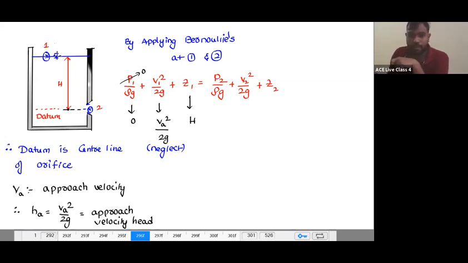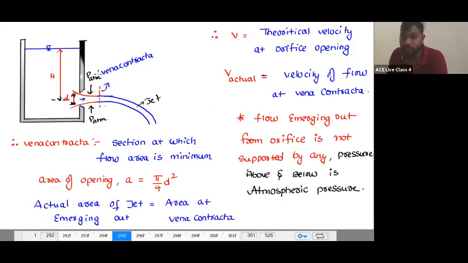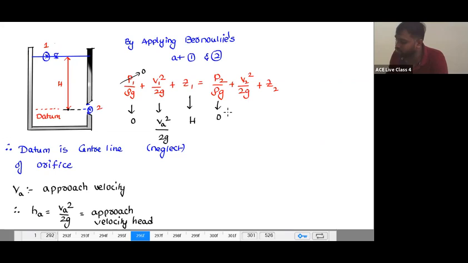And what is the datum? From here to the datum, H. So similarly, on the other side, whatever the pressure at that point is nothing but the atmospheric pressure only, right? So again, this is also going to be 0 because this is atmospheric pressure. And here also it is going to be atmospheric pressure. So we are going to take it as 0. And now V2 square by 2G is there.